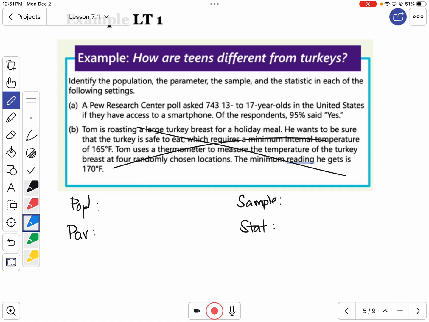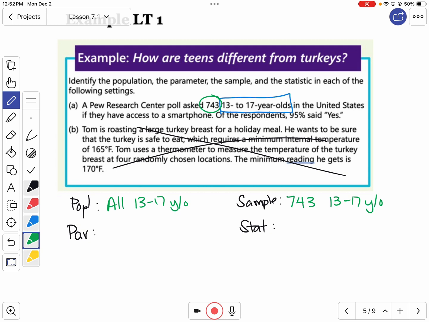Okay? So let's talk. We're talking about 13 to 17-year-olds. How many did we talk to? 743. That's my sample. 743 13 to 17-year-olds. Okay? So if that's the sample, what would the population be? It's going to be all 13 to 17-year-olds. Okay? Population, remember, is always everybody.